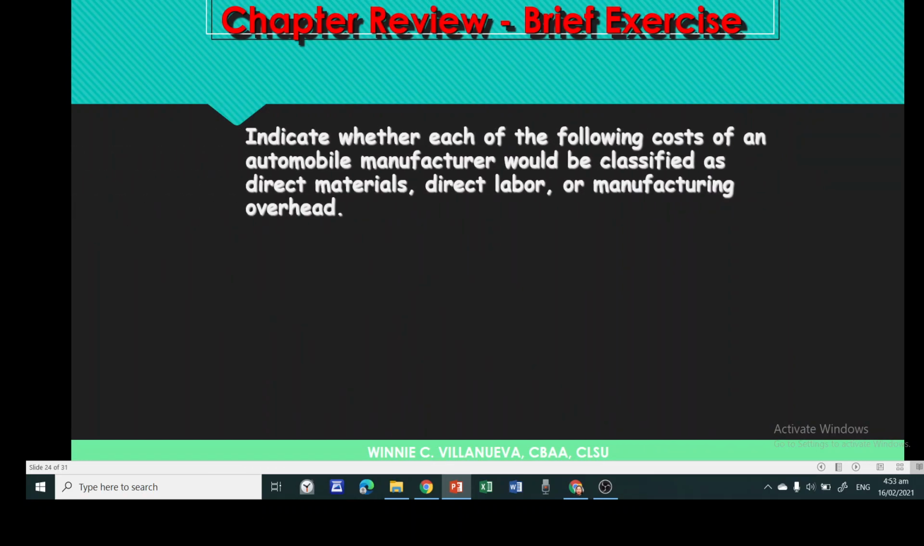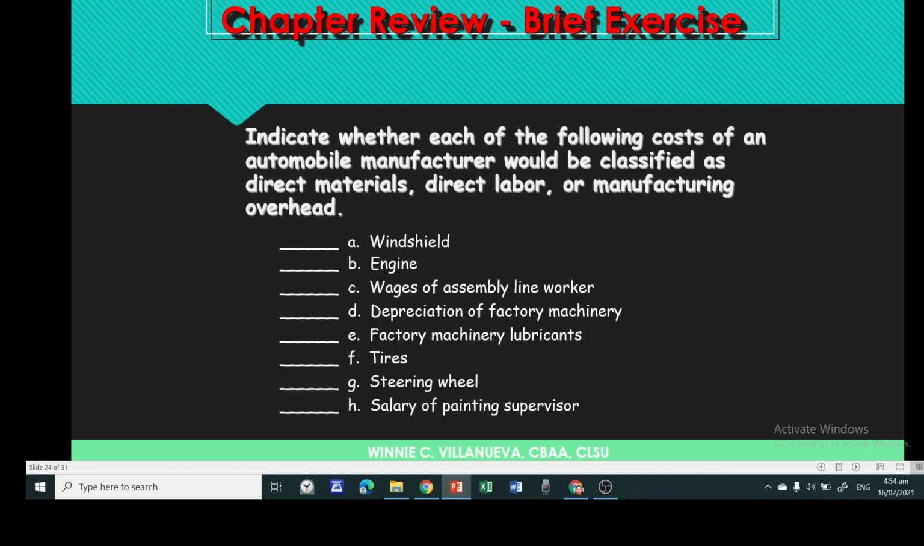Okay. So we need to determine if it is direct material, direct labor, or manufacturing overhead. Kasi yung kanina sample, nakita nyo sa picture, di ba, kotse. Windshield. Anong sagot nyo? Tama. Kasi this is needed para mabuo yung kotse. Engine. Tama. Direct material also. Hindi tatakbo yan. Assembly line worker. Tama. Direct labor. Factory machinery depreciation. Overhead. Gulong, direct material. Steering wheel, direct material. And the painting supervisor, overhead.